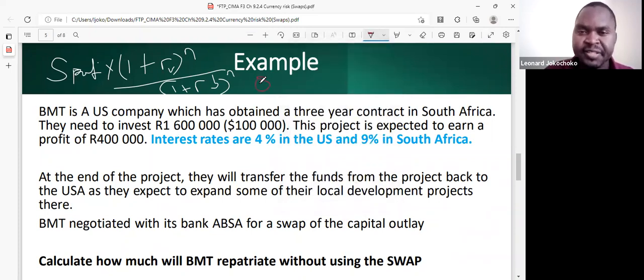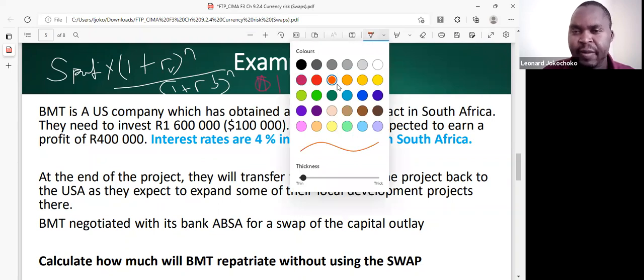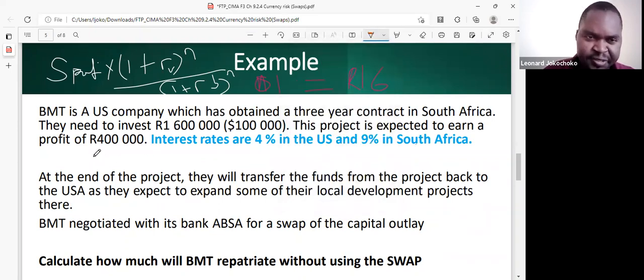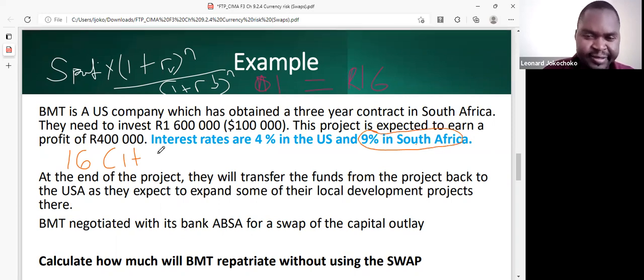So we said our exchange rate was $1 is equal to 16 rand. The one we will find on the dollar, therefore the dollar is our base currency. When I calculate my future rate, I will take my variable rate here, which is given as 16. I multiply it by 1 plus the interest rate in the variable currency, which appears to be South Africa. The interest rate in the variable currency here is 9%, so I can add 0.09. This number must be raised to the number of years. The number of years here is 3, so I raise it to the power n.